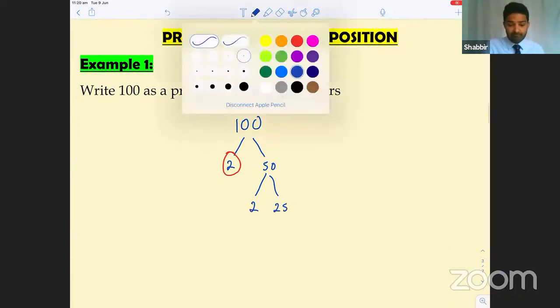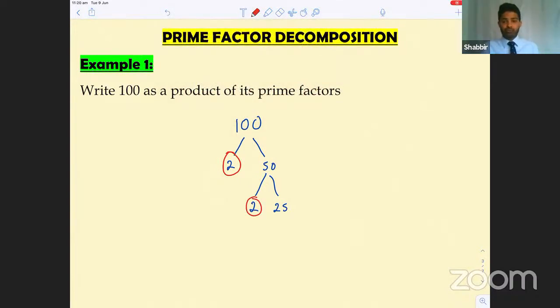And again, okay, so 2 is a prime number, so I'm going to circle 2. And 25 isn't, so I can branch off 25. Two numbers that multiply together to make 25 is 5 times 5.